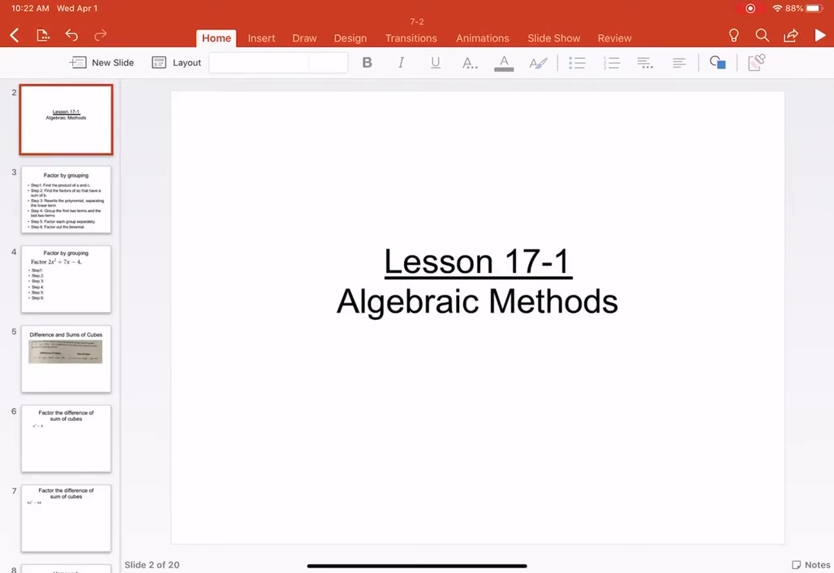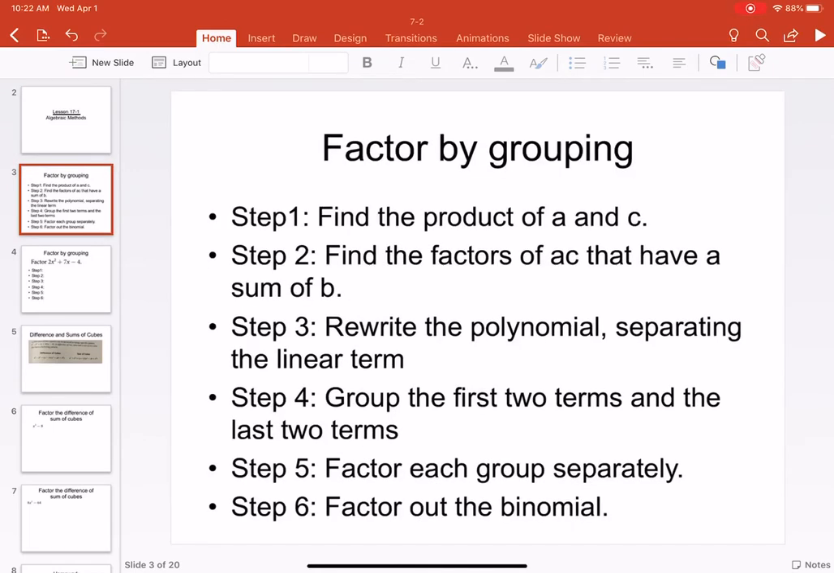All right, hello everyone. Today we're going to go over lesson 17-1, which is algebraic methods. We're going to start with the steps for factoring by grouping. That's our first method. So we're going to factor by grouping.